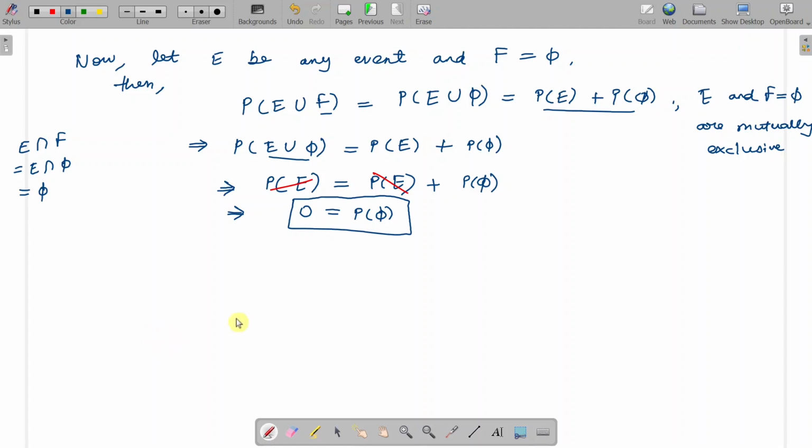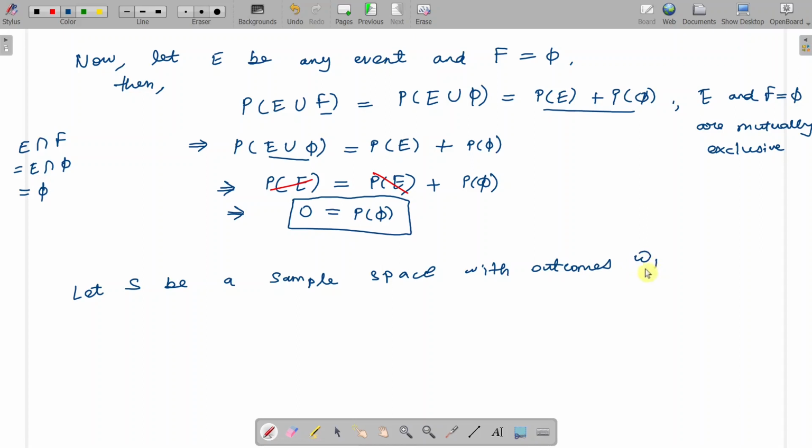Now let us derive three more conditions from the same axiomatic definition of probability. So let S be a sample space with outcomes.